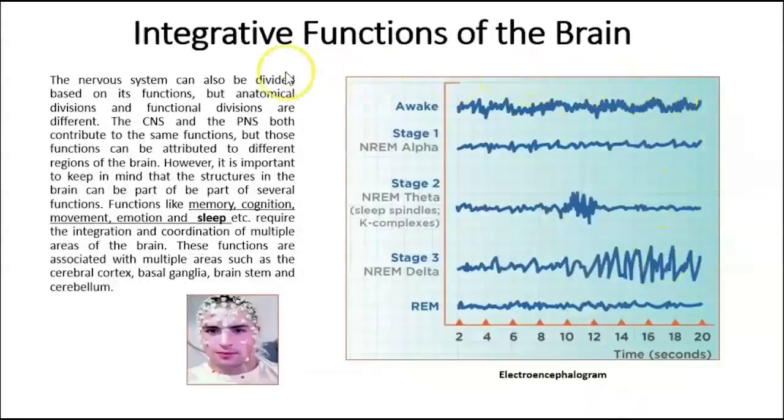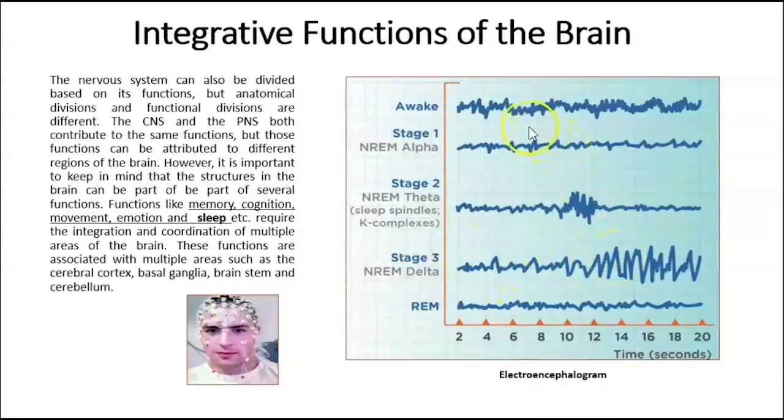Okay, the next topic is the integrative functions of the brain. This has to do with functions that occupy most of the brain, such as cognition, memory, emotions, and sleep. Sleep cannot be studied by communication because, obviously, we are sleeping, so there's no way we can say what's going on. For that reason, we're going to use an electroencephalogram. Electrodes on the scalp capture the electrical activity in waves.